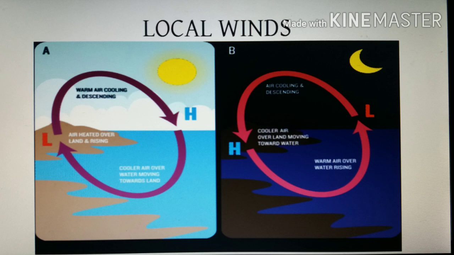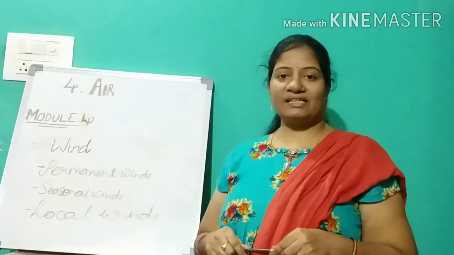Here, for local winds, we have four types: the Lu, the Harmattan, the Foehn, the Chinook, right? These are the local winds, and they will blow in a particular area in a particular period, and will affect only the weather conditions of that particular area. Based on that, these are called local winds. Okay, children, I hope you understand the topic, right?